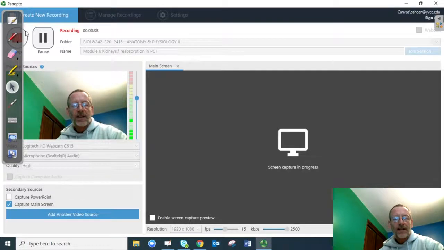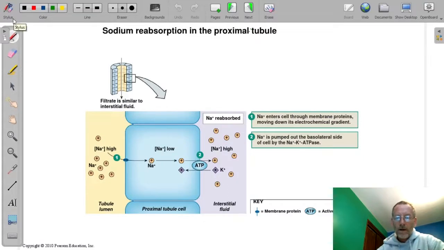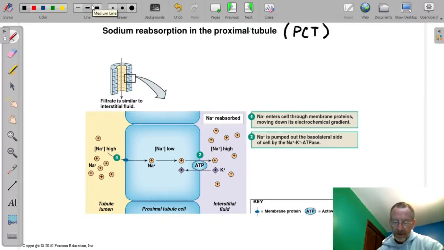Hi, in this lecture, let's look at the reabsorption that occurs in the proximal convoluted tubule. We've done filtration, now let's talk about reabsorption. This should look pretty familiar, and this is sodium reabsorption in the proximal convoluted tubule. Again, I'm just calling that the PCT for proximal convoluted tubule.